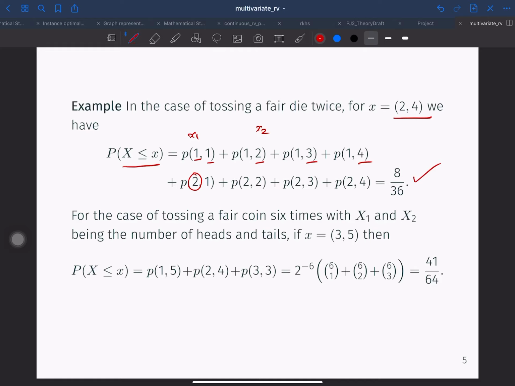Meanwhile, for the case of tossing a fair coin 6 times, if we let little x be 3 and 5, then capital X1 less than little x1 and capital X2 less than little x2 includes just the possibilities 1 and 5, 2 and 4, and 3 and 3. Because, for example, 0 and 6 is not less than 3 and 5, because 6 is not less than 5. So in this case, the probability is now 41 over 64.